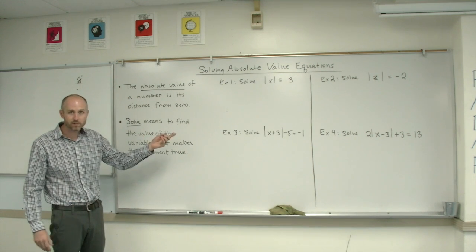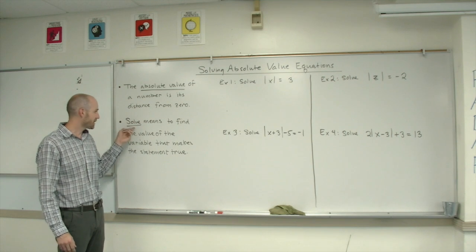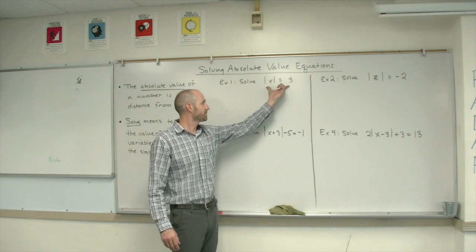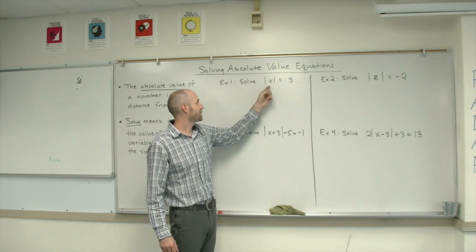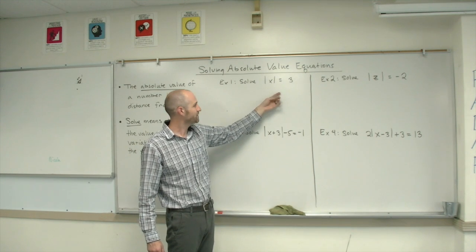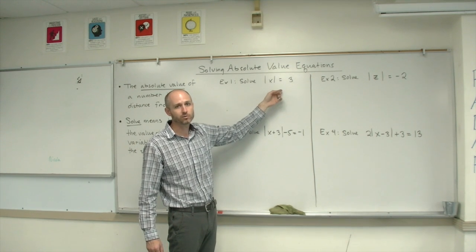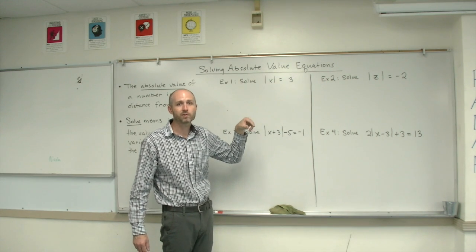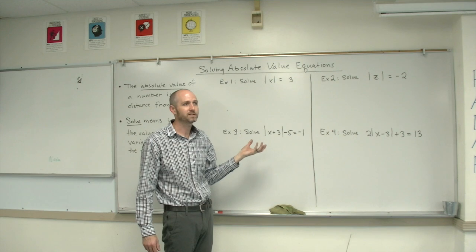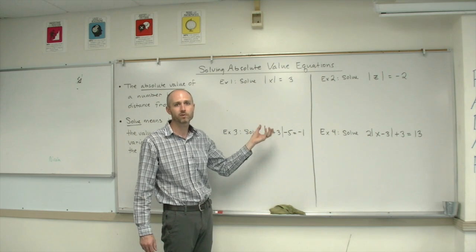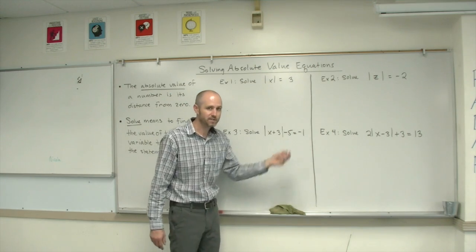So if we're going to be solving, then we should also know what solve means. Well, solve means to find the value of the variable that makes a statement true. So here's a statement right here. This says the absolute value of a number is equal to 3, right? And if you want to solve it, that means find the value of the variable that makes the statement true. A lot of these absolute value equations have more than one value of the variable that makes the statement true. So it's possible in these types of statements that we could get more than one solution. All right, let's look at this first example.